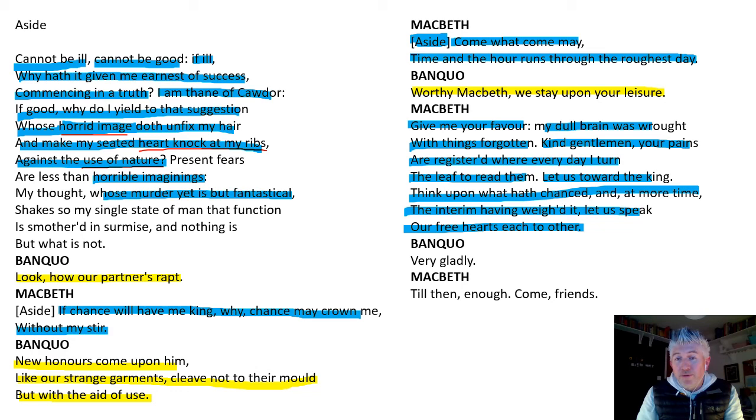Banquo responds generously, very gladly, he'd love to talk about what's happened. Again, I don't think Banquo here is fully aware of the impact this news has had on Macbeth and the change that's already happening in his friend. Banquo still seems very much to be thinking Macbeth is still his old self. And Macbeth finishes the scene. "Till then, enough. Come, friends." And they exit.